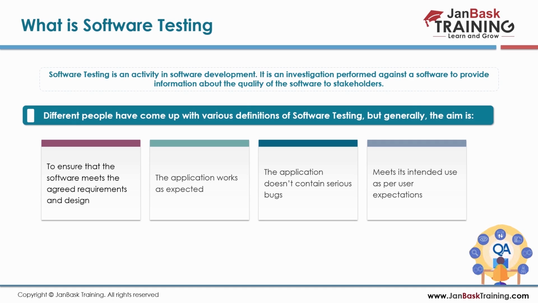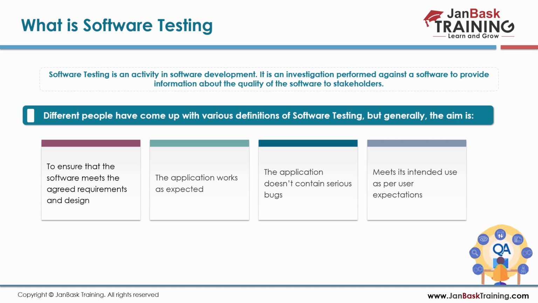Now the third objective is that the application doesn't contain serious bugs. That is a very interesting point. It could also have been written as the application doesn't contain bugs, but it says serious bugs. The reason we focus on serious bugs is that it is a common understanding, and while working in the IT field and testing applications you will realize this: you cannot ensure that an application is 100% bug free.